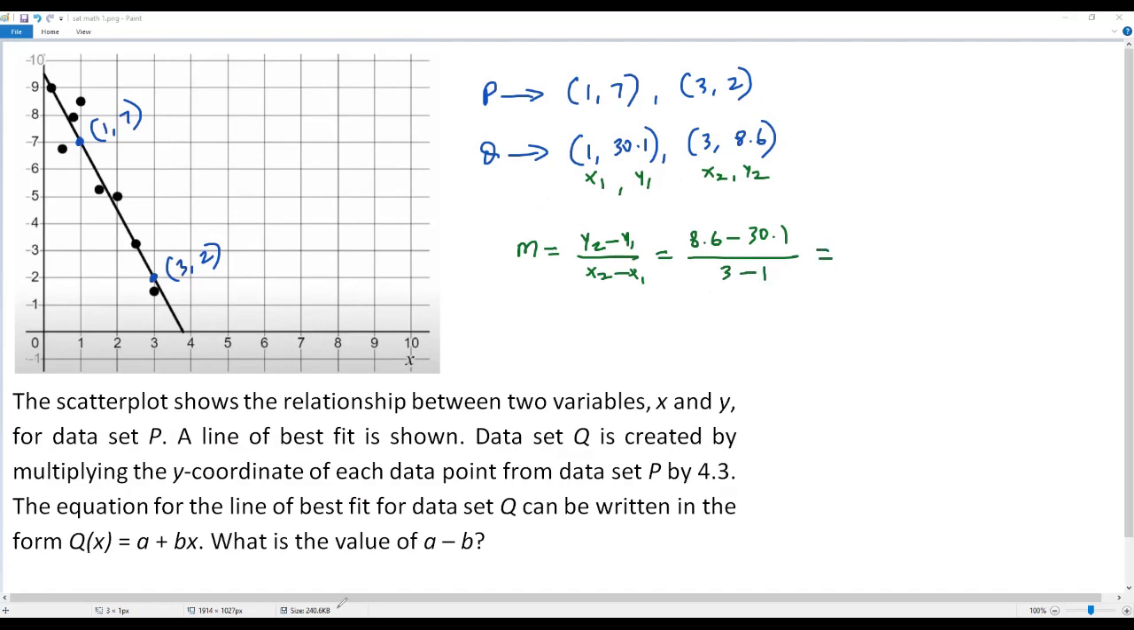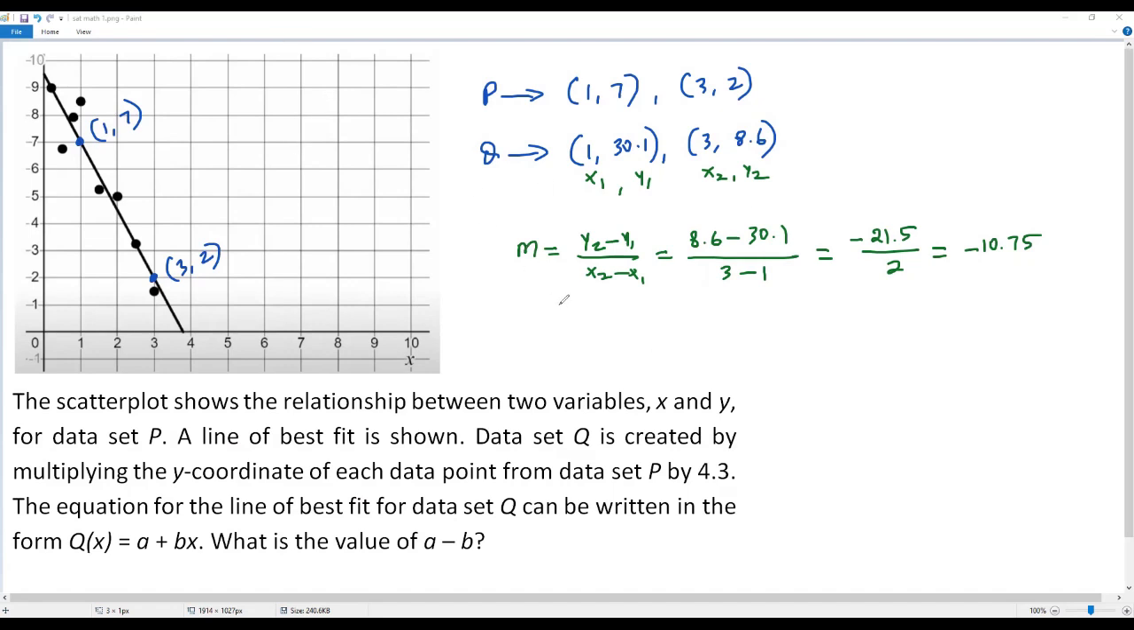Now let me do the subtraction. That is 8.6 minus 30.1. Then I am getting negative 21.5 in the numerator. In the denominator, 3 minus 1 is 2. Now let me divide negative 21.5 by 2. When I do so, I am getting negative 10.75. Here I got the slope of the line of best fit for data set Q.